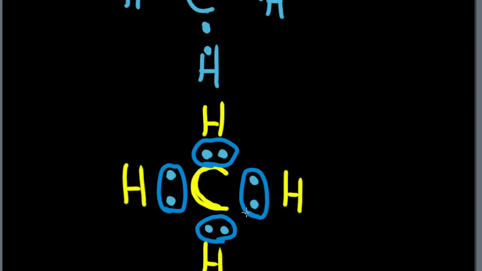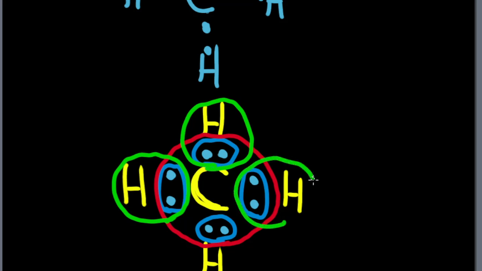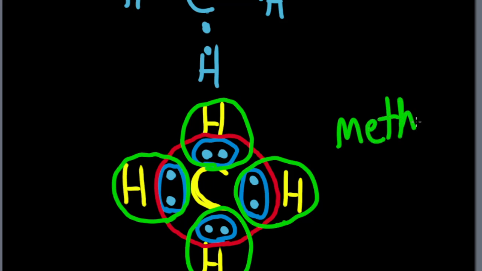So now, if I were to draw a circle all around carbon, I have 8 total electrons, and so the octet rule is satisfied. And then, if I draw a circle around each hydrogen, I see that the duet rule for each of those is satisfied. This stable molecule is going to be called methane, and it is the simplest hydrocarbon in existence.